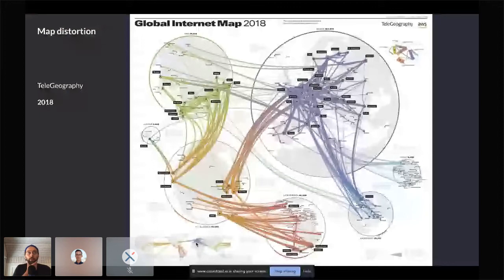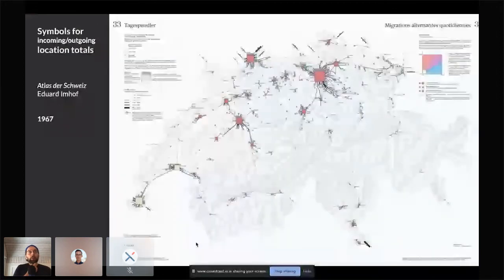This one comes from Switzerland. It was published as part of the Atlas der Schweiz, Swiss atlas, made by Eduard Imhof in 1967. And it shows commuters in Switzerland.